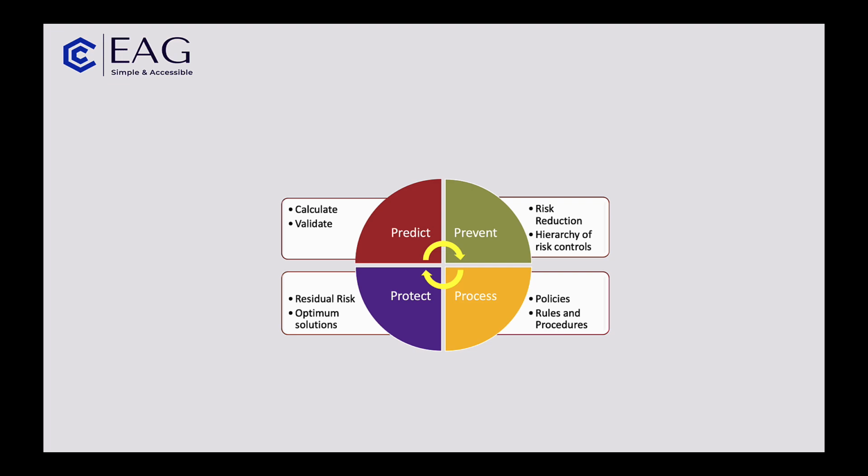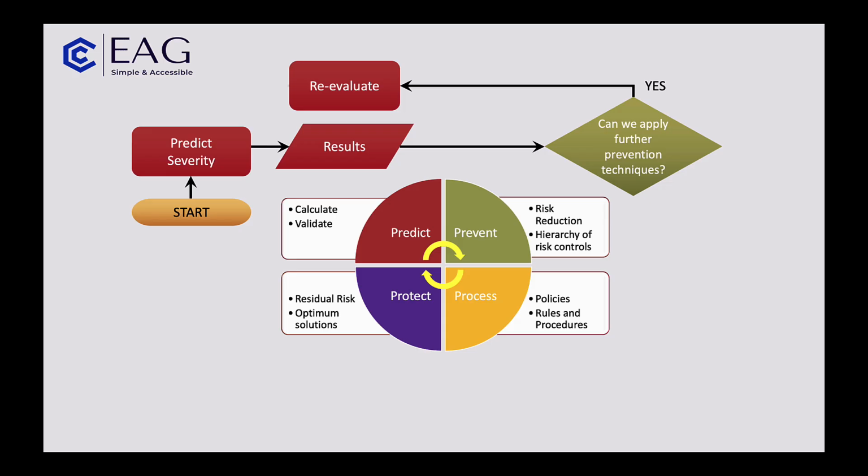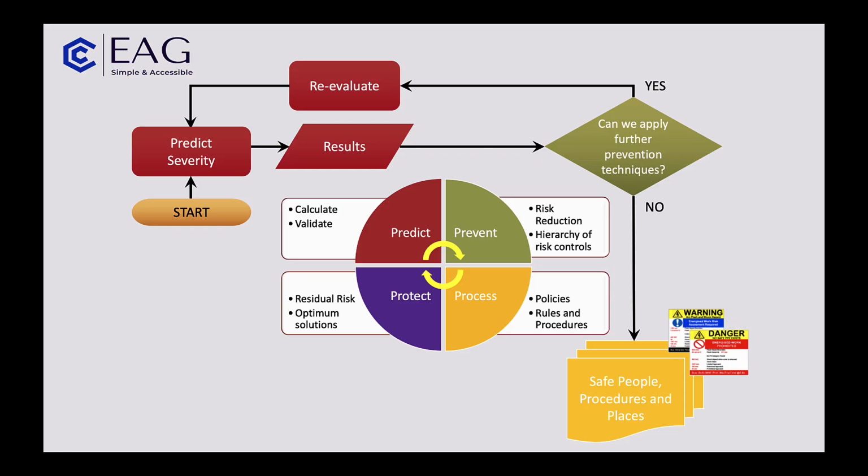Once you can identify and quantify the hazard, you can decide if work can proceed and if so, what preventative or protective measures need to be in place. Once this is completed, you can continue to manage the risk by using the Prevent, Process and Protect chapters from the guidebook shown here.